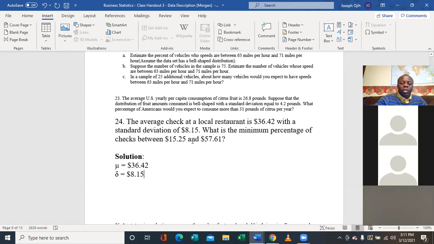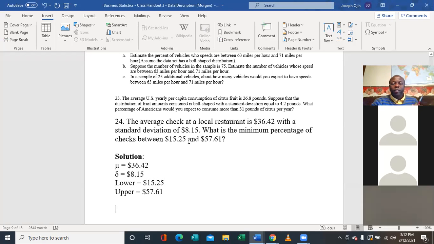If you look at this, we say between $15.25 and $57.61. So that means that the lower end is $15.25. The upper end, I'm putting both of them because I want to show you that it doesn't matter whether you use the upper end formula or lower end formula. Upper end is $57.61. So now let us find the K.